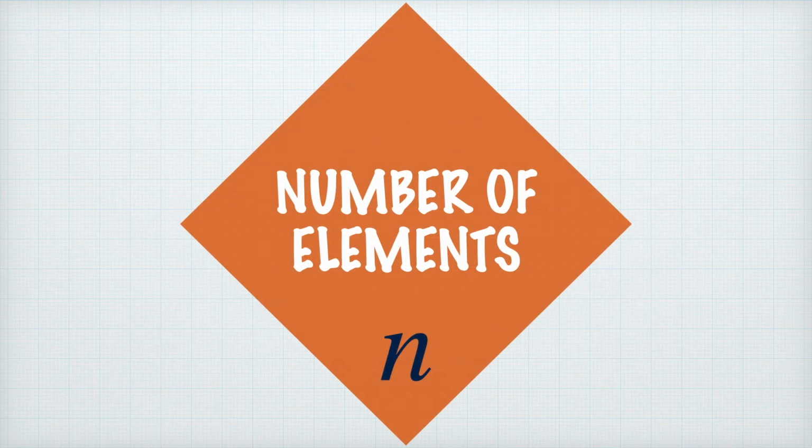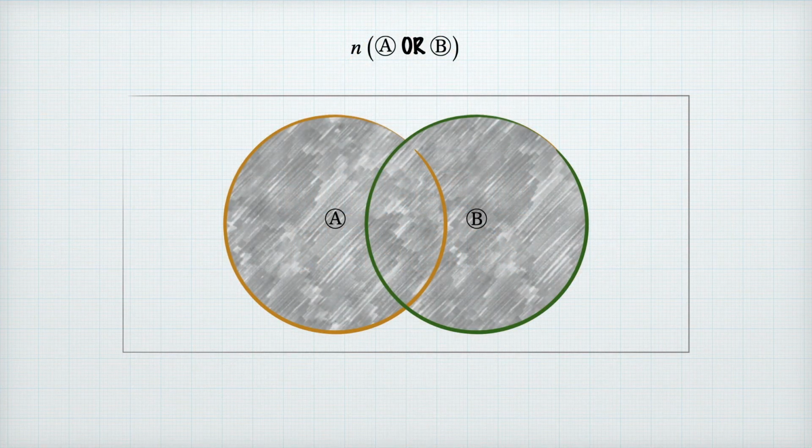So, what I want to take a moment to look at is the number of elements. The number of elements in a set is usually denoted by small n, and within brackets you put the name of that set. So let's take a look at, for example, n of A or B. Now, remember how when you were in elementary school you must have been taught that when you put things together, you add? It's very tempting to say n of A or B is just going to be n of A plus n of B. And that's not always wrong, but it isn't always right either.